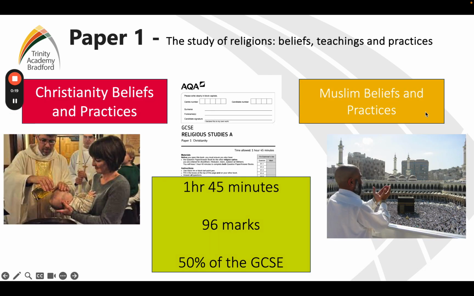So paper 1 is the study of religions, beliefs, teachings and practices. So we look at 2 different religions. We look at Christianity and we look at Islam. It is an hour and 45-minute paper with 96 marks, and it's worth 50% of the GCSE. So let's talk very quickly through each one of the elements of paper 1.